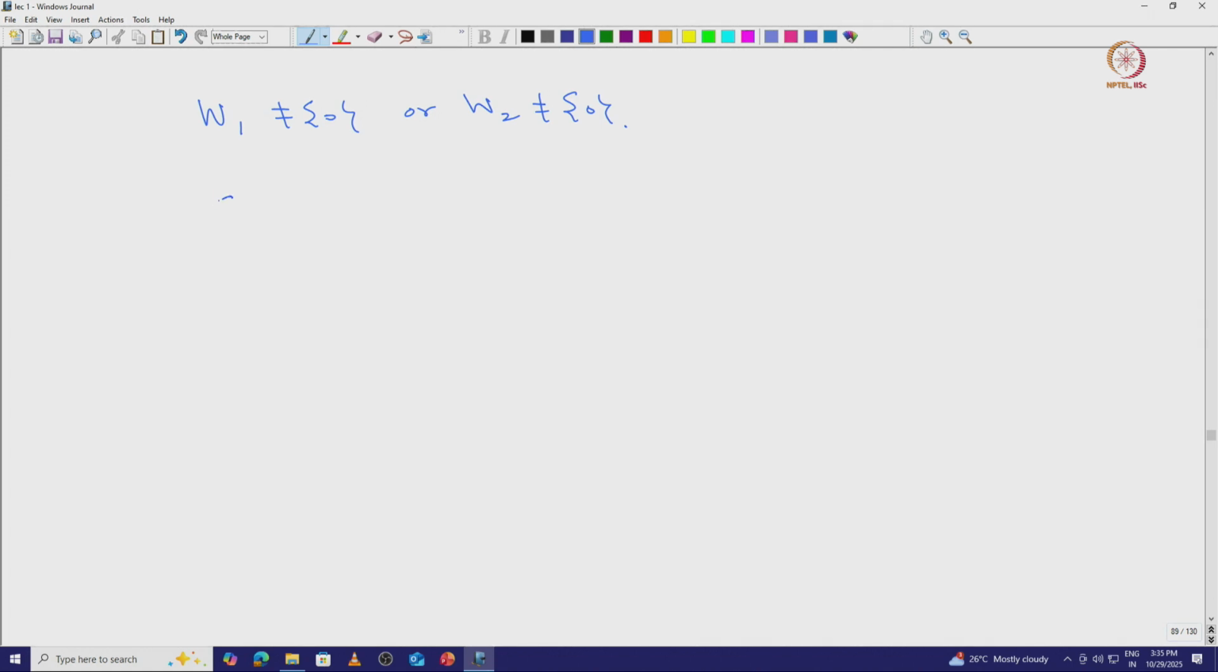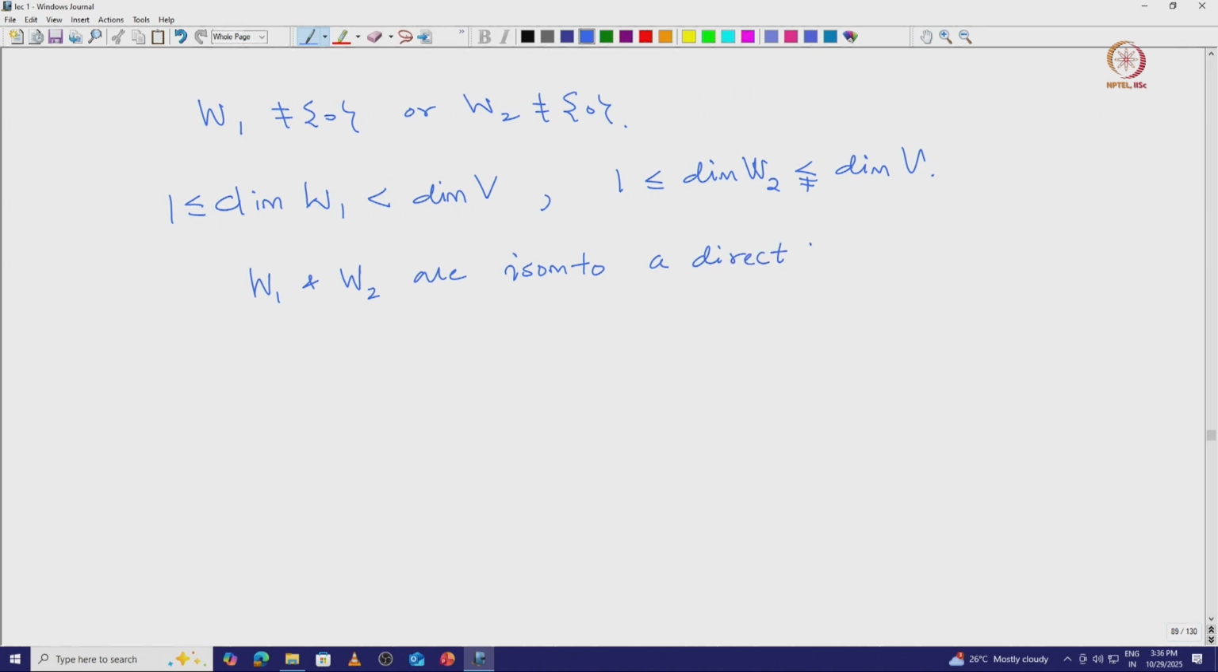Then that would immediately imply that the dimension of W1 is at least 1 and strictly less than the dimension of V, and similarly the dimension of W2 is at least 1 and strictly less than the dimension of V. Since both W1 and W2 are finite dimensional representations of A with dimension less than the dimension of V, we can use induction on the dimension, and we get that both W1 and W2 are isomorphic to a direct sum of indecomposable representations of A.